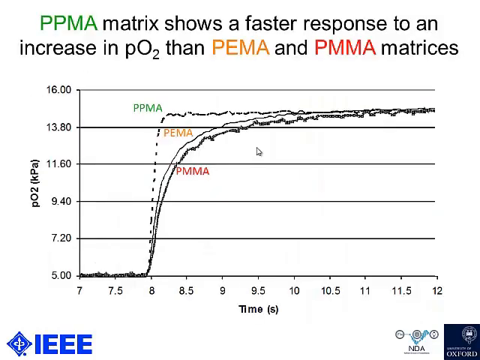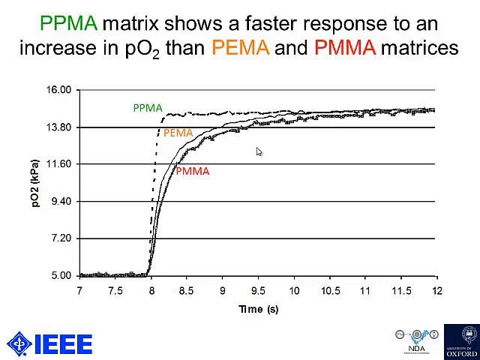The results from these experiments, when we changed the pressure of oxygen from 5 to 15 kilopascals, are shown here. On the horizontal axis now we've got time, and you see that the PPMA matrix showed a faster response to the increase in the partial pressure of oxygen than the PEMA and PMMA matrices.